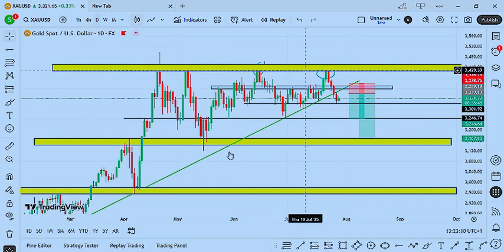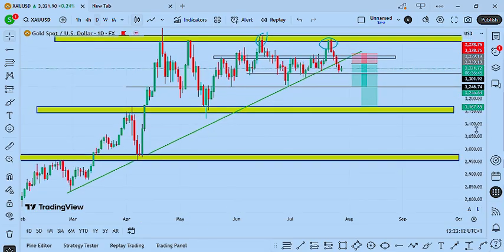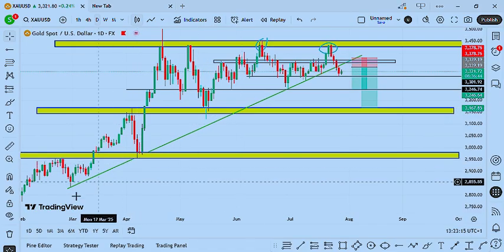We have broken this trend line that has been acting as a stubborn guy. This trend line has been acting as a stubborn guy.